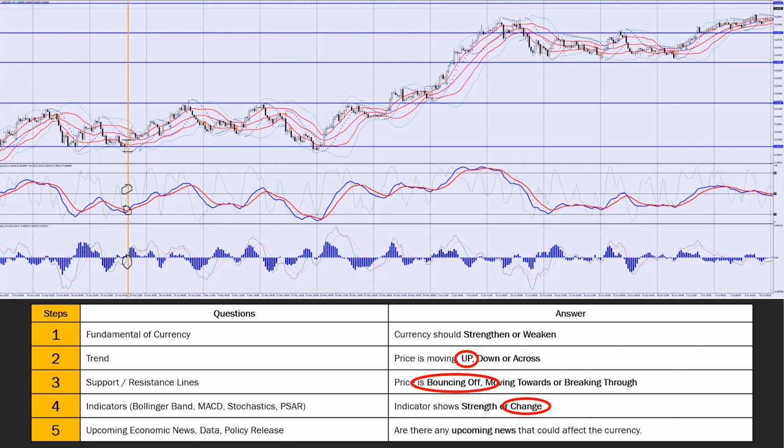Enter there. Stop loss here. Take profit here. You would sit there. It would bounce. You'll probably get out here because this is where it says it's outside of Bollinger Band. Remember, Bollinger Band is very important. It tells you where to get out, how to get out of a trade. So that was trade number two.